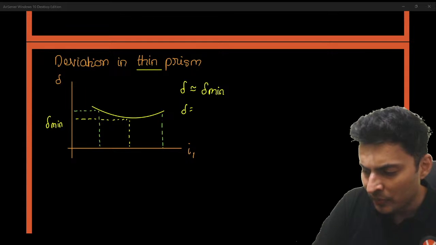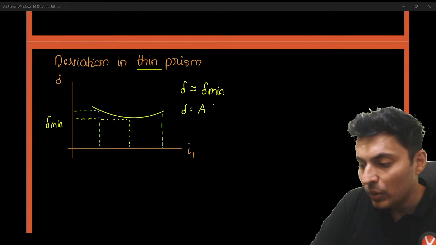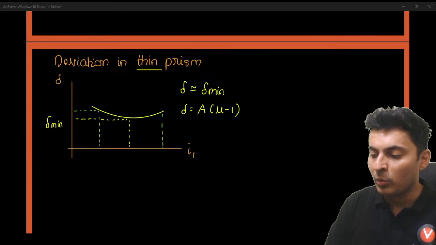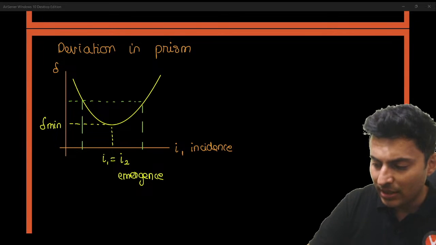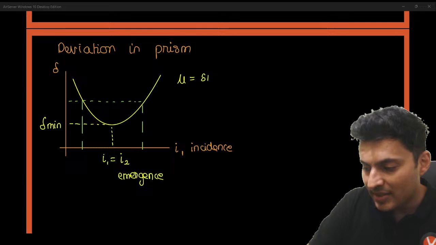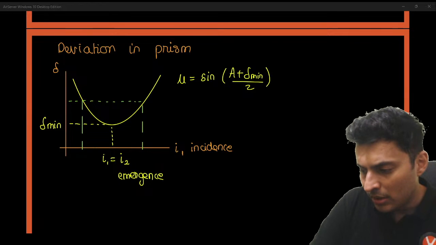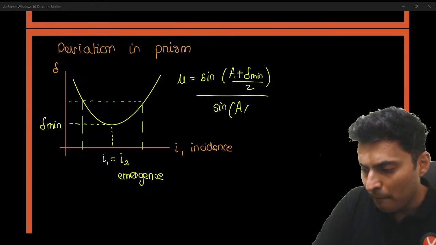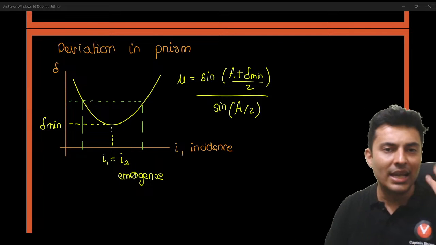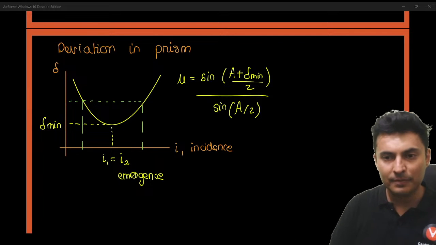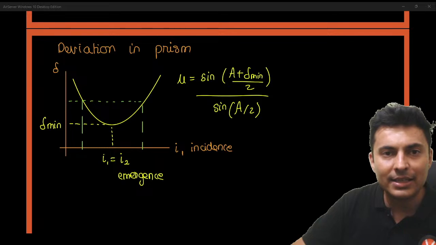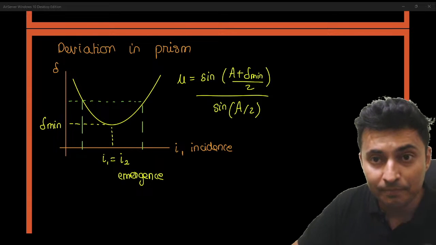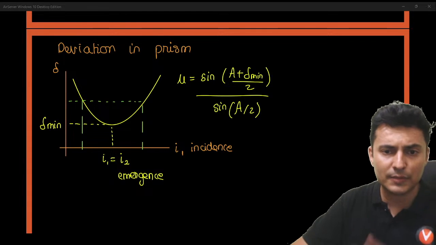In fact, there is a formula also. It is A into mu minus 1. If you want the formula for minimum deviation for a normal prism, it comes from here. Mu is equal to sine of (A plus delta minimum) by 2, divided by sine of A by 2. If you know the refractive index and the angle of prism, you can find the angle of minimum deviation. Cool. Shall we go ahead? Everybody clear? Revising a lot of stuff, I hope. Great. Very nice.